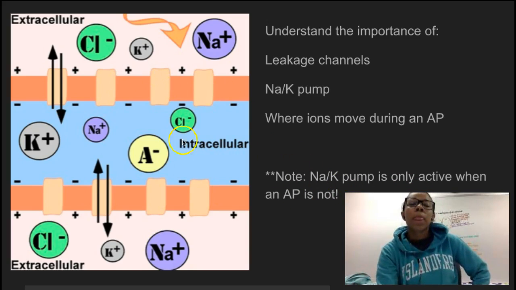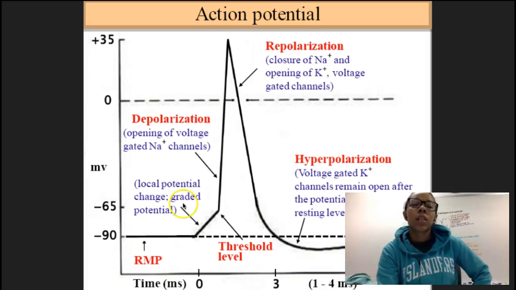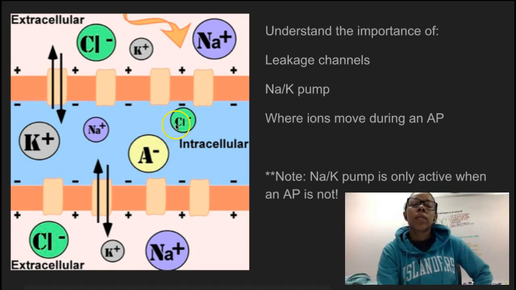Meaning, when the cell is chilling in this RMP, in this resting membrane potential, I gotta keep my potassium primarily inside and my sodium primarily outside. Because if you notice, I have some potassium on the outside, some sodium on the inside. So what's going to happen, I'm going to keep this resting membrane potential.